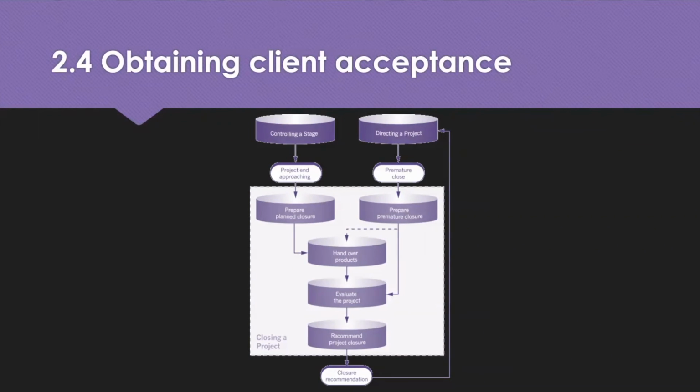So what you can see on the screen here is the PRINCE2 methodology of the closing a project process, which will include these 5 processes in terms of preparing planned closure and preparing for premature closure, the handover of products, evaluating the project, and recommending project closure. So by ensuring that client acceptance is part of the first process, the manager can prepare for closure. In some programmes, obtaining acceptance will be something that occurs at various stages. So in terms of defining acceptance, that's quite a difficult task if the requirements of the client were not explicitly agreed at the initial stage.